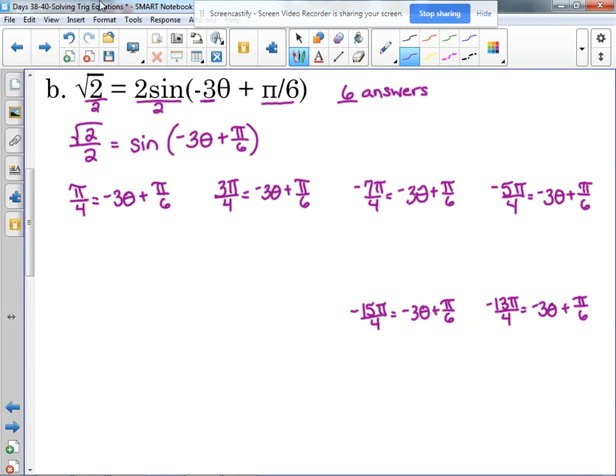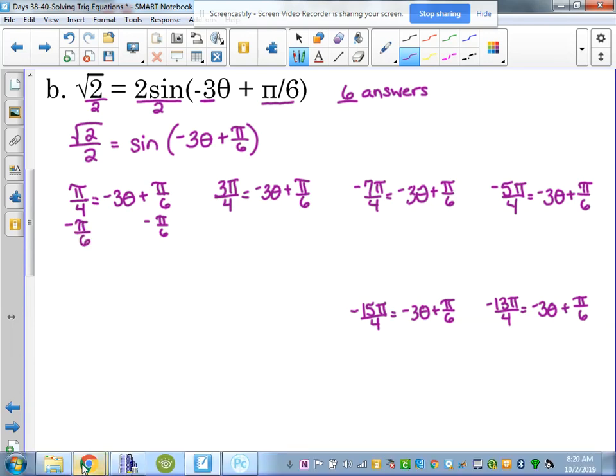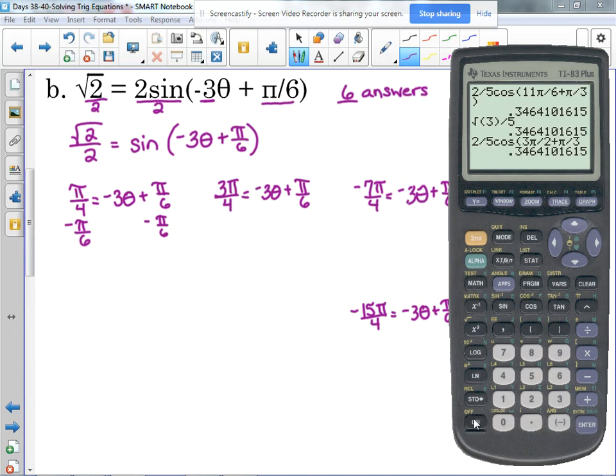Okay, so that's where my 6 answers are going to come from. I have 6 equations set up. Now I just have to finish them all out. I'm going to do the same thing every time. I'm going to subtract pi over 6. Again, I would love for you to get a common denominator there and do that by hand, but for the sake of time, let's just use the calculator here.